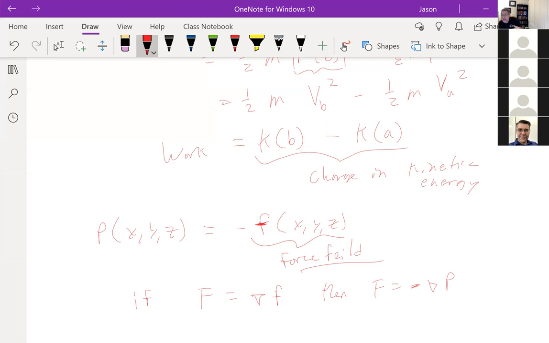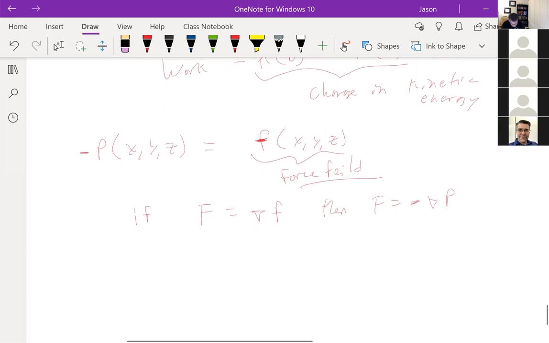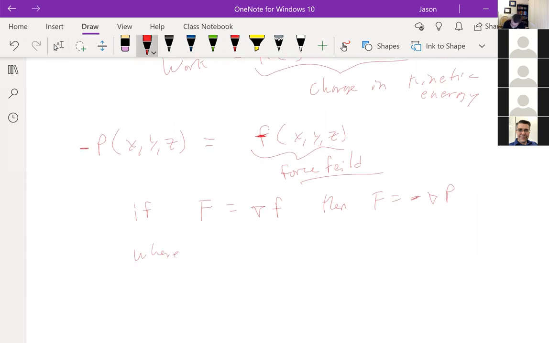Okay, think of it as a negative parent function. If you really want, I could put the negative over here and the positive here, and then it says there exists a parent function such that I just take the negative of it. I need a negative to reconcile at the very end, but it's basically the same thing. We're just saying it's conservative. It has a parent function, where instead of calling it f, we're calling it negative p. That's it. It's the only difference. Okay, where P is the potential energy.